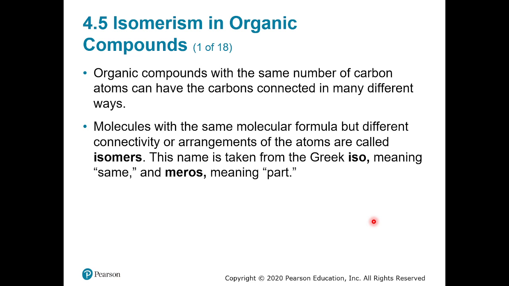Okay? So, molecules with the same molecular formula but different connectivity or arrangements, these are called isomers. The name is actually taken from the Greek iso. You may remember isotopes. Remember that? Isotopes was like carbon 13, right? Same element, different mass, right? In this case, we're going to be isomers. So iso meaning same, meros meaning part. And so this is going to be where we have the same formula for the compounds, but we're going to get different structures. Okay.